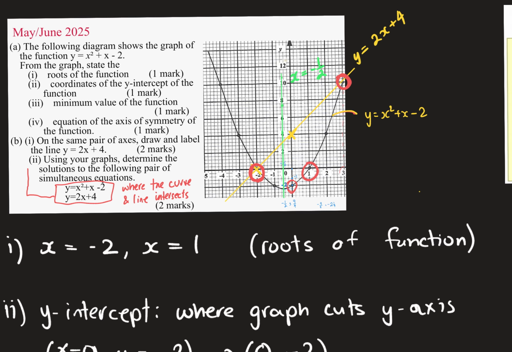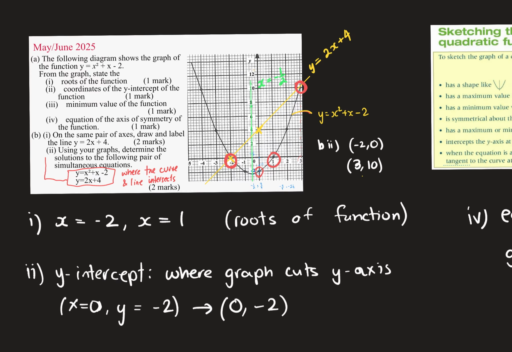So that means that the solution to these simultaneous equations are going to be: one of them is minus 2 and 0. That's right here. And the other one is 3 and 10. That's the answer to the simultaneous equations.